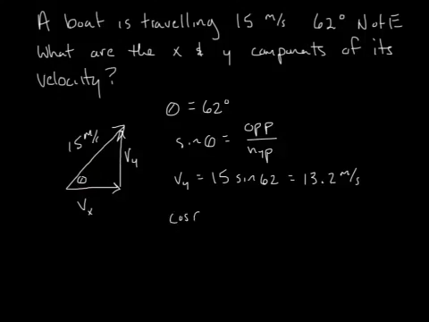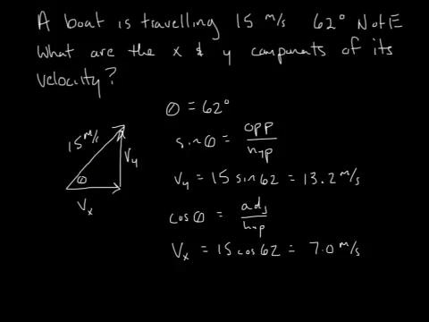And same thing for the x component. I would have to use cosine in that case, equals the adjacent over the hypotenuse. So rearranged, I can say that Vx has to equal 15 times the cosine of 62, and if I solve for that, I get 7 meters per second. So what that tells me is that if I'm going 15 meters per second, 62 degrees north of east, then I'm actually traveling 13.2 meters per second to the north and 7.0 meters per second to the east, and doing both of those things at the same time.